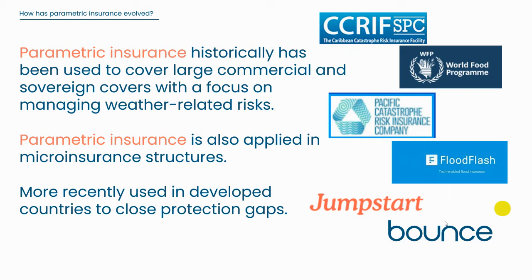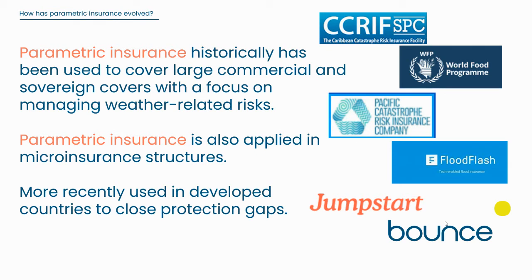Now moving much closer to home, we have the Pacific Catastrophe Risk Insurance Company, which was established in 2016 and provides parametric insurance for the governments of the Pacific Island countries. And more recently, in 2021, we see parametric microinsurance gaining traction in the Pacific Island and Climate Adaptation Program in Fiji. This has been launched with the objective of building financial resilience to natural catastrophe risks in the Pacific Islands.